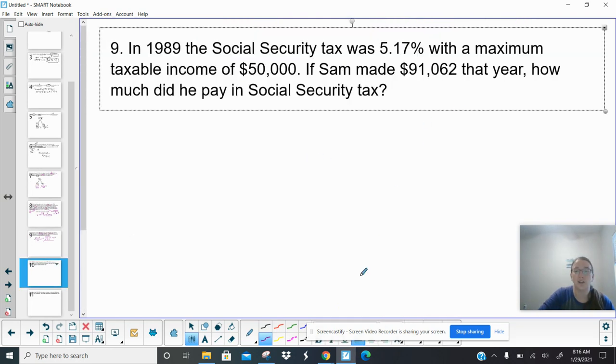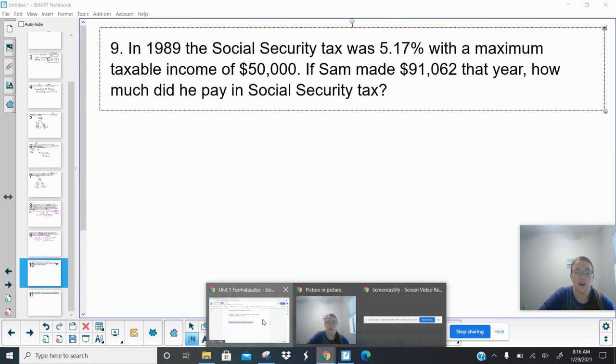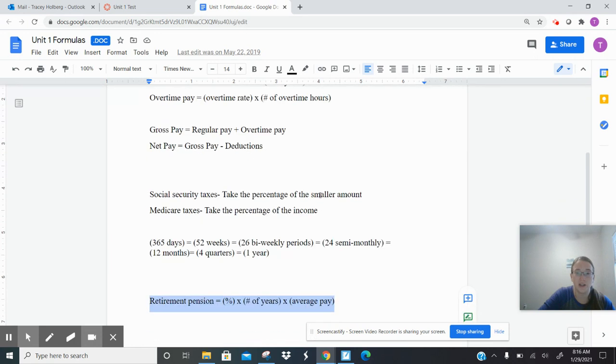Okay, 9, Social Security, guys. Once again, Social Security is on your formula sheet. It's hard for me right now to emphasize the formula sheet so much because I'm not standing at your desk. Normally, if I'm walking around the classroom, I can be like, get your formula sheet out. Get your formula sheet out. Hey, where's your formula sheet? But I can't force you. So you have to listen for when I say things are on the formula sheet because they can help you.